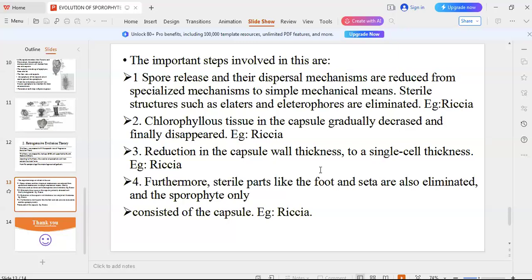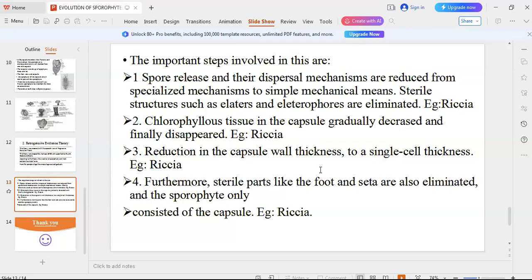Example, Riccia. According to this retrogressive theory that Kashyap told, those mechanisms are no longer needed. Because of that, all the sterile structures such as elaters and elaterophores are eliminated. Only the fertile part is there, spores are present in the capsule. That is the main thing. That's why this is complex to simple.